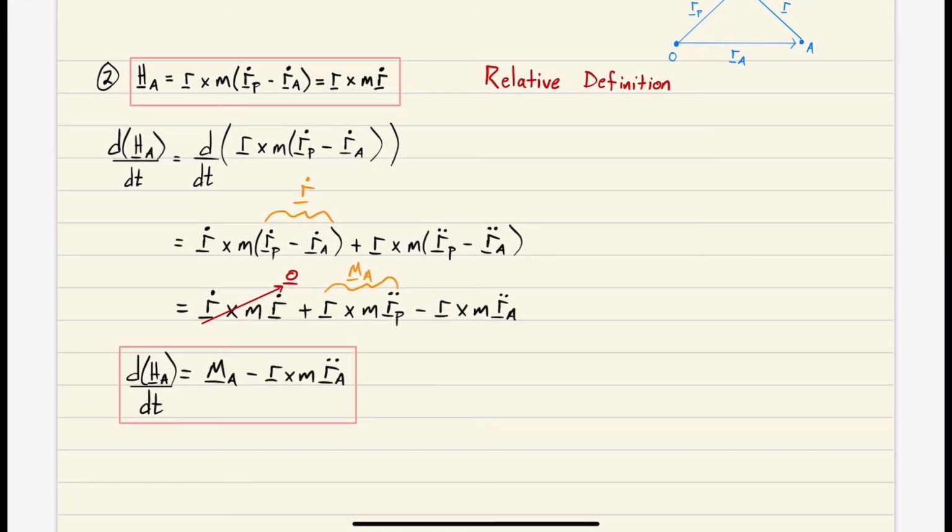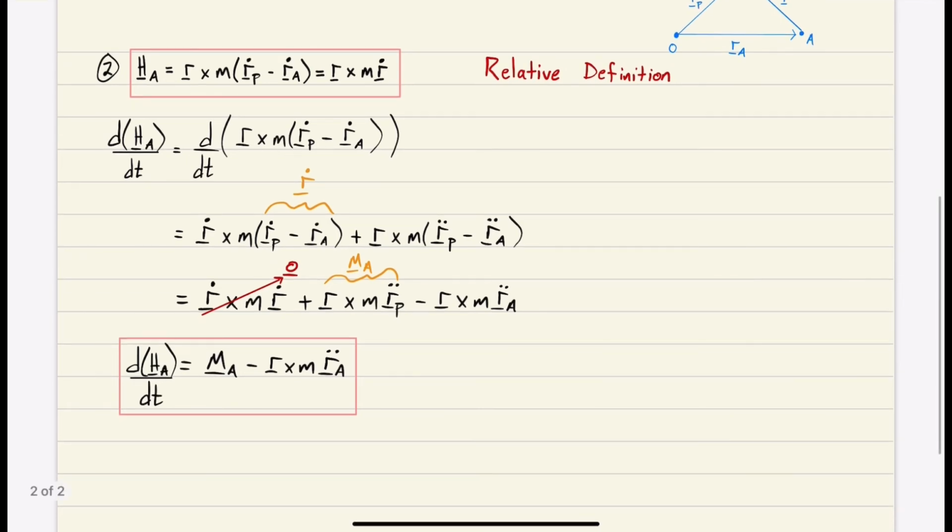We're going to do the same thing. We're going to take the derivative of this first equation and plug this into our derivative down here. Product rule again: derivative of the first times the second, plus the first times the derivative of the second. The derivative of this here is just RP double dot minus RA double dot. This right here, RP dot minus RA dot, is R dot. We already said that.